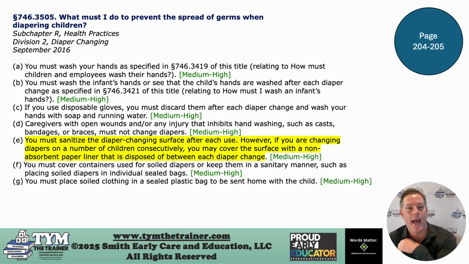When we talk about how to prevent the spread of germs when diapering a child, you can read this right here. You can use those disposable gloves. Make sure that you're discarding them after each child. If the caregiver has an open wound or any injury that inhibits hand washing, such as a cast, bandage, or brace, then they must not be allowed to change diapers. So the ability to wash your hands has to be present. That's pretty important right there.